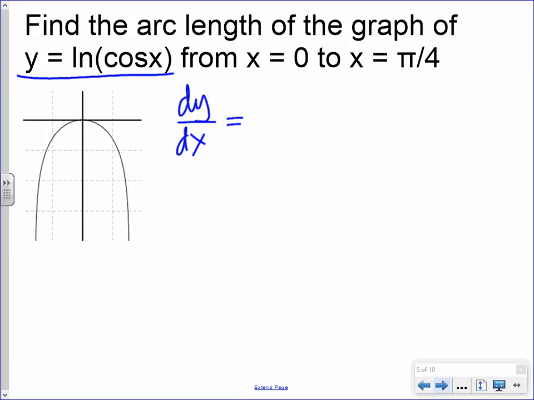So, derivative of the natural log. If you're talking about the natural log, 1 over what's inside times the derivative of what's inside is negative sine of x. So negative tangent x is our derivative.